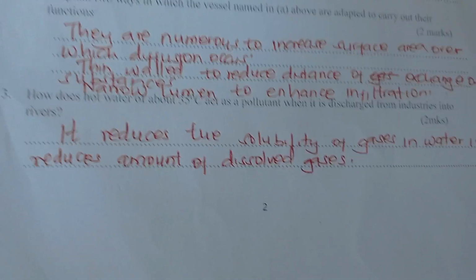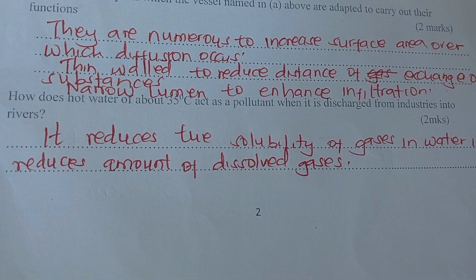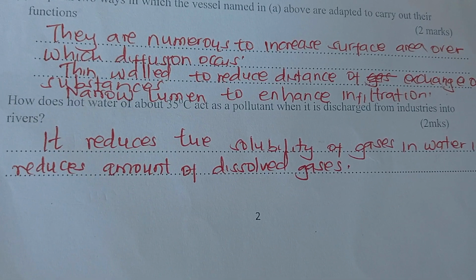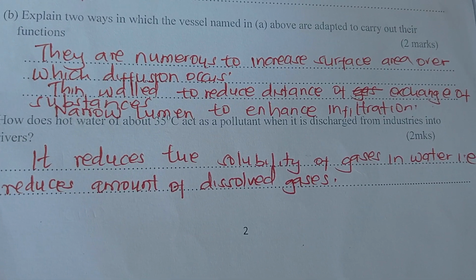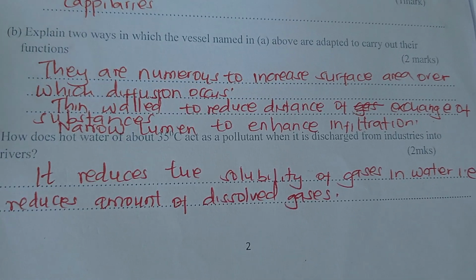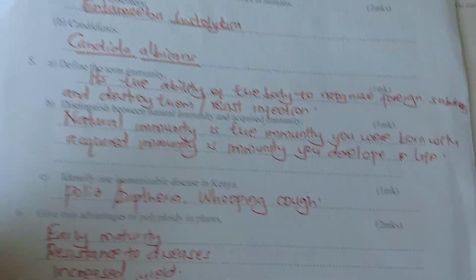The third question, how does hot water above 35 degrees C act as a pollutant when it is discharged from industries into rivers? So it reduces the solubility of gases in water. So therefore it acts as a pollutant because the organisms living in that water will be killed.